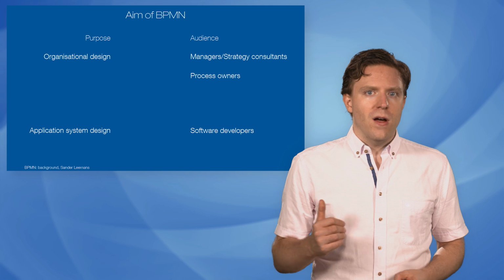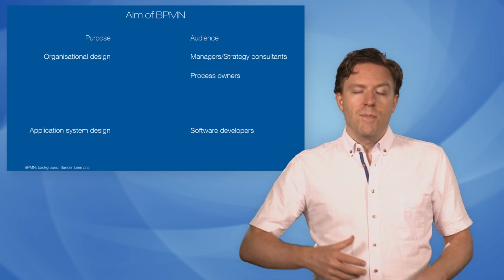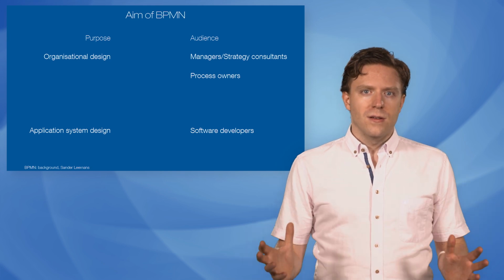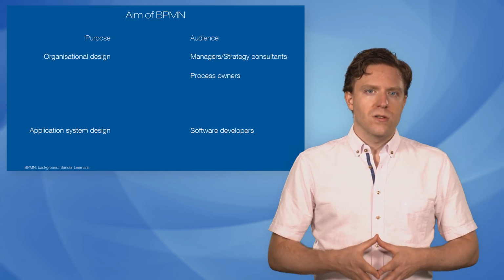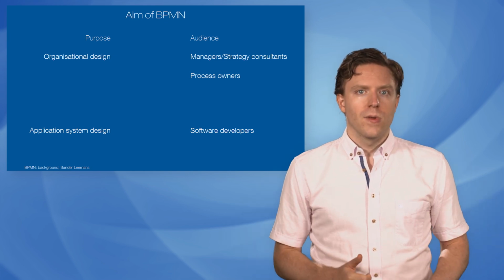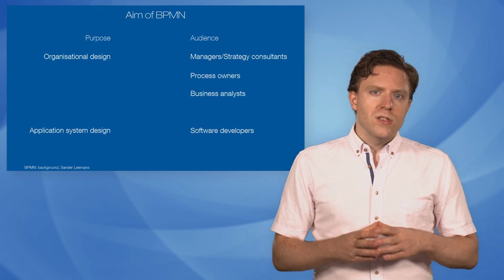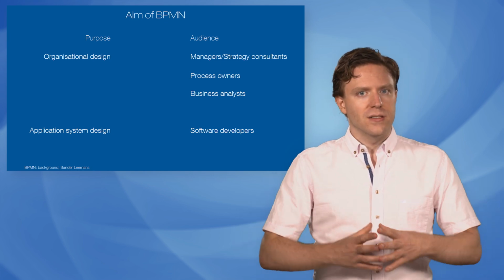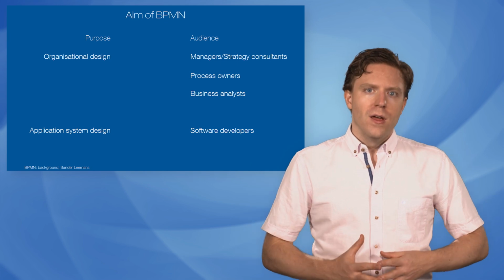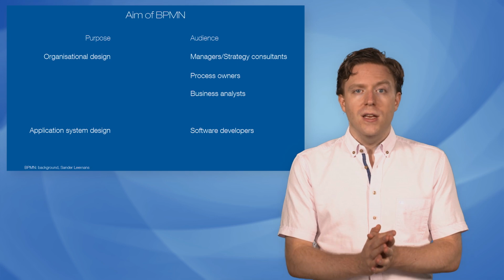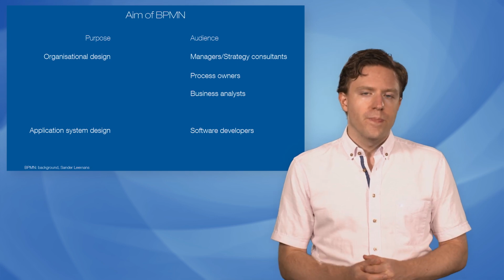So just a step down from strategic management are process owners. And process owners are the leaders of processes. So the manager that oversees one particular process. Again, another step towards more detail are business analysts. And business analysts are typically external people that are being called into an organization in order to study how a process is running.